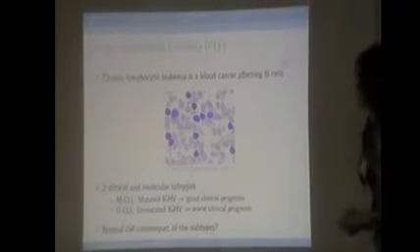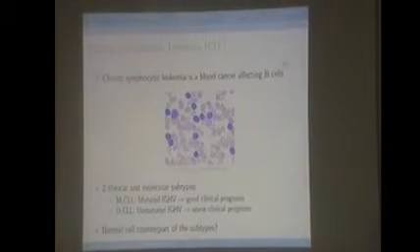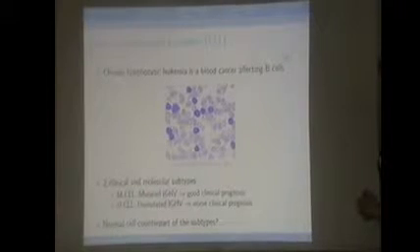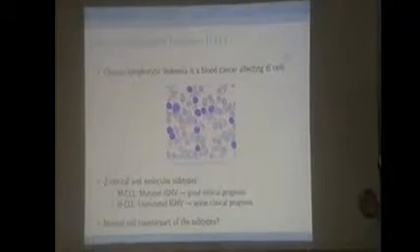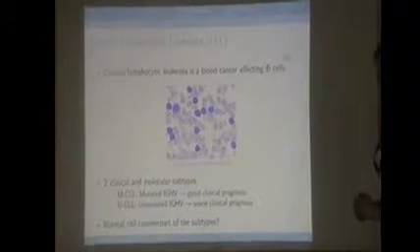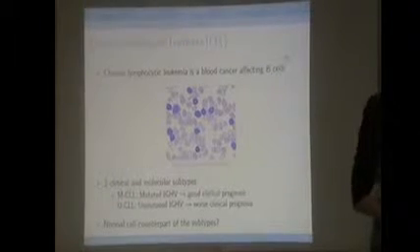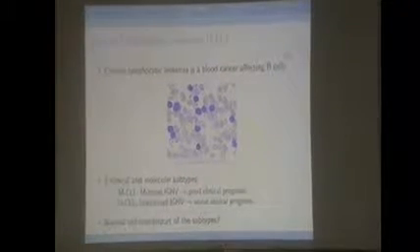So what we wanted to know in this study is, as we know that there are two different subtypes, what would be the normal counterparts of these leukemic cells? So we know that there are B cells, but we have several different B cells circulating in our blood.